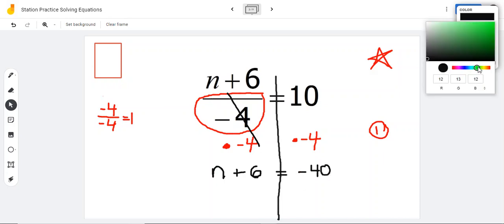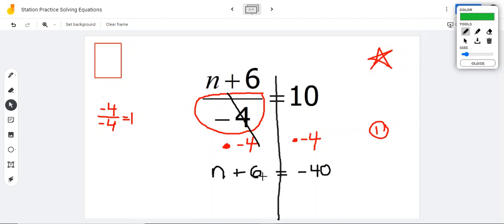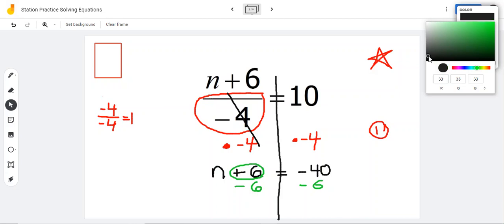We still have this +6 left, right? So when I get rid of it, I have to do a -6. The opposite of adding is subtraction. -6, and we bring down what's left.